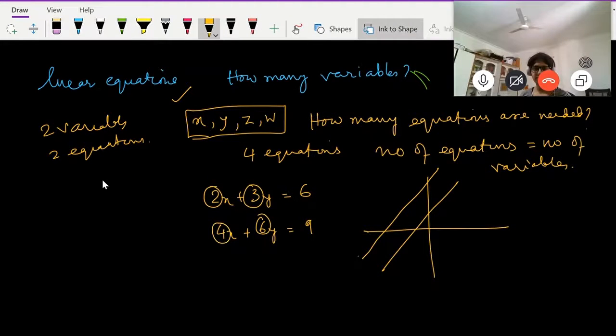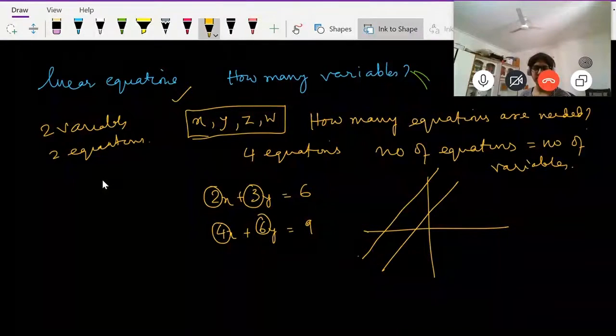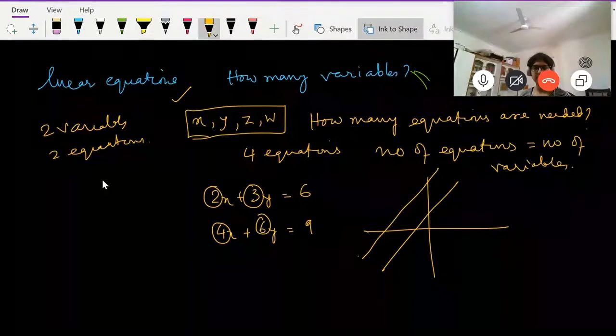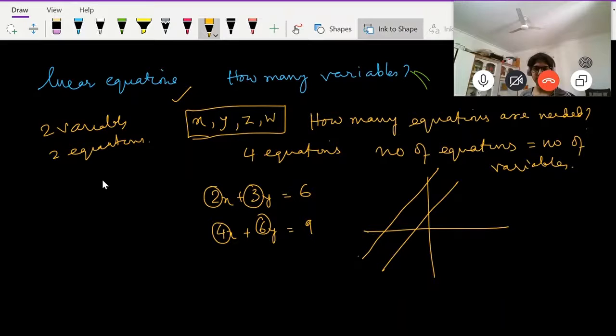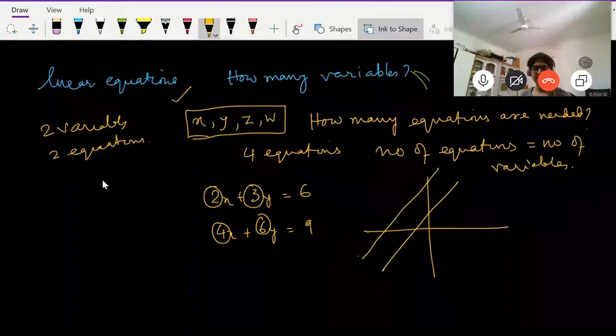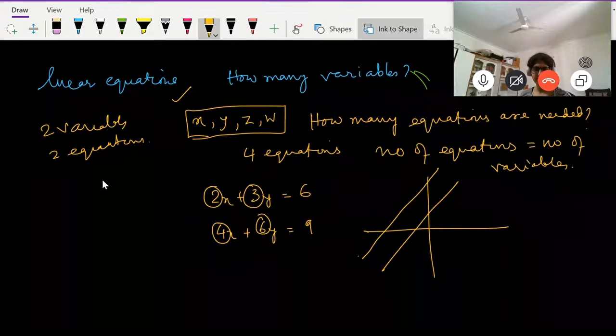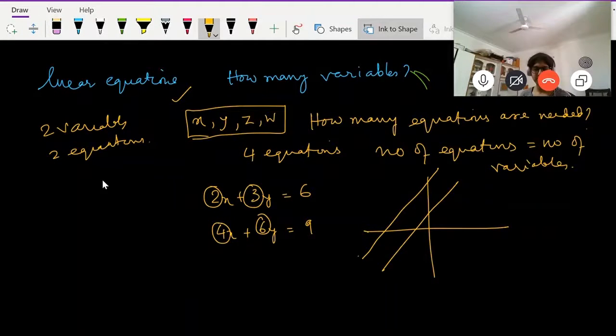Okay, so this is a very tricky question that comes in the exam, that what would be the value of x and y, right? And your options would be infinite, and some values of x and y will be given, and one option would be infinite. So the answer would be infinite, right?